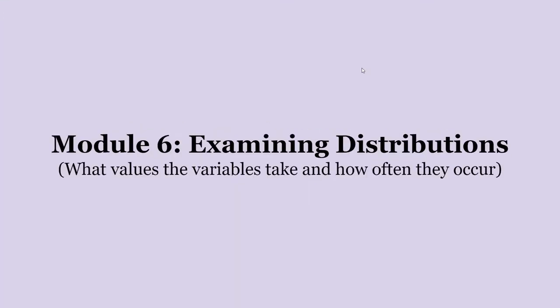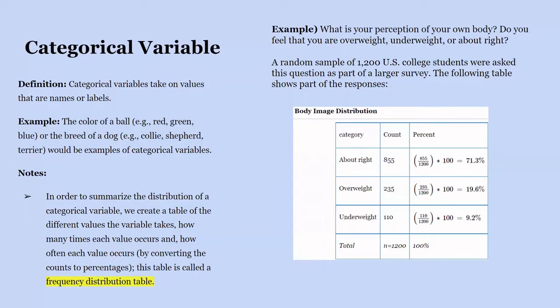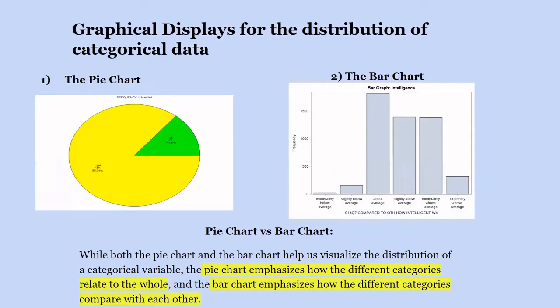To begin with, we'll be talking about Module 6, which was examining distributions. A categorical variable is qualitative data in which the values are assigned to a set of distinct groups or categories. Examples of this would include the colors of a ball or the breed of a dog. To summarize the distribution of a categorical variable, we create a frequency distribution table, which I will go over later.